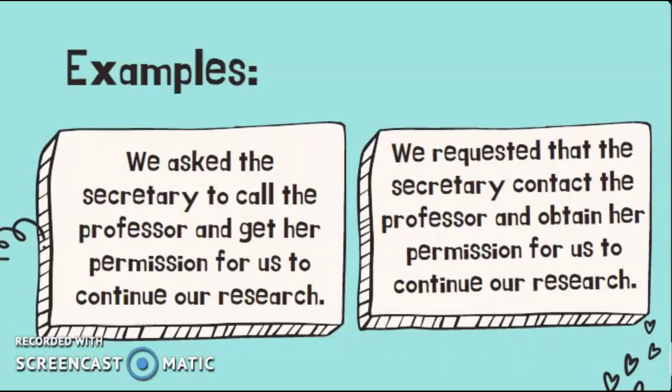In the first sentence, the writer used casual words such as ask, call, and get her permission, which made the sentence informal. The second sentence, on the other hand, used more serious words such as requested, contact instead of call, and obtain permission instead of get permission. This sentence is formal and is appropriate to use when talking or writing to a person of authority.